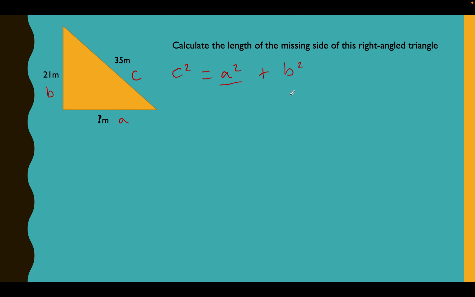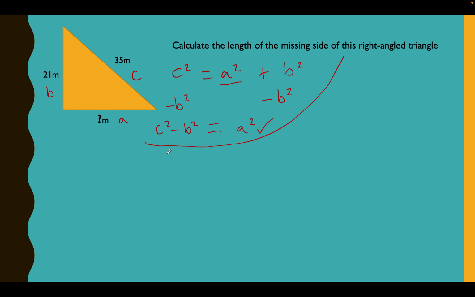So let's try and transpose this. A squared we want as the subject. So let's do the opposite of plus b squared, which is minus b squared. Same to this side, to balance the equation, minus b squared. That's going to give us c squared minus b squared is equal to a squared. Cool. So we've done it at that point. We've transposed the formula. We've got a squared as the subject. So that's the one we want to use.